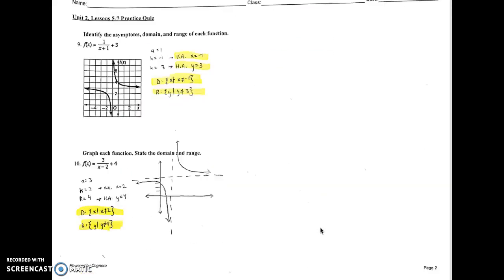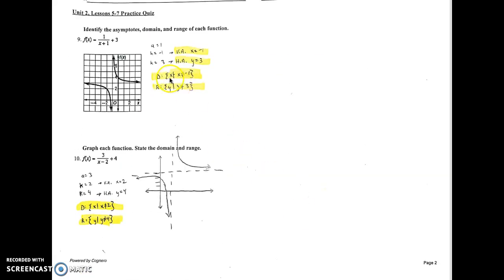Over to the back of the quiz. Question 9, you have to identify asymptotes and domain and range of the function. The graph is here. So the first thing I did is I wrote down a, h, and k. A is the numerator, it's 1. H is whatever makes the denominator equal 0, which is negative 1. And k is the number over here.